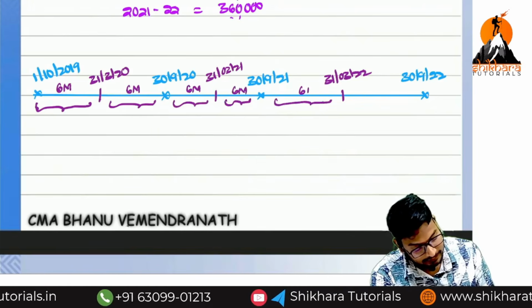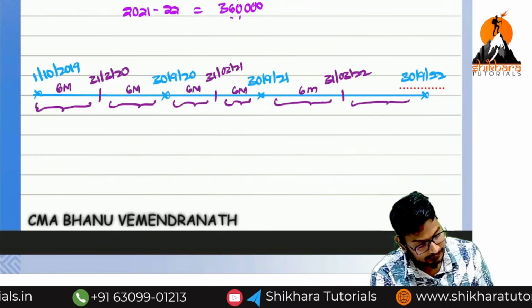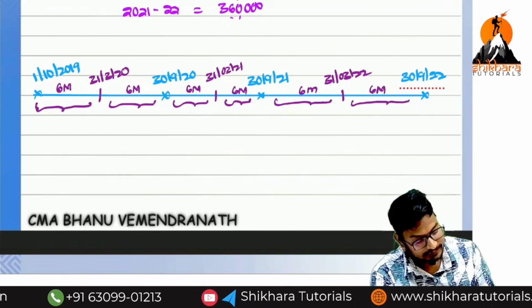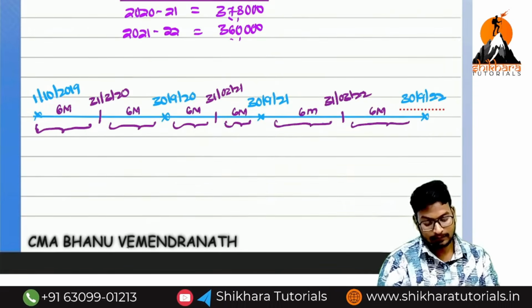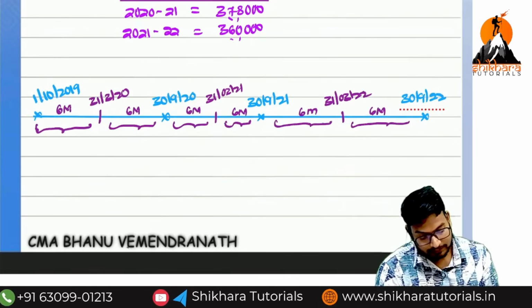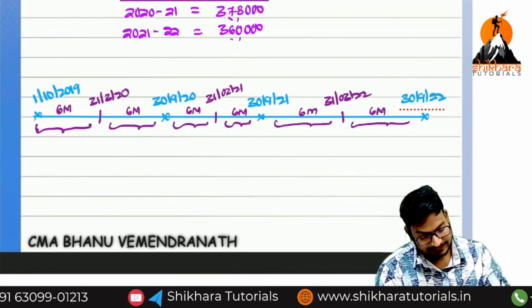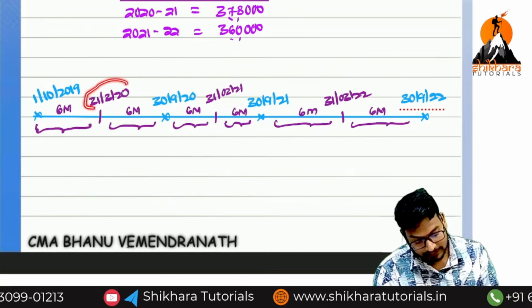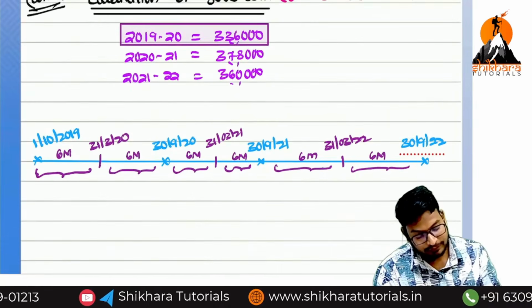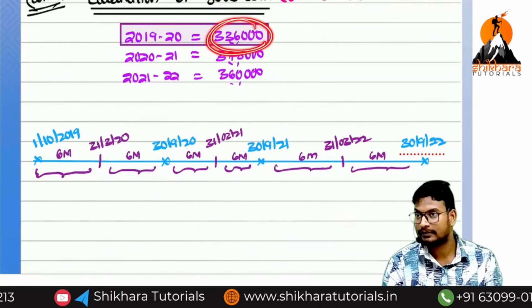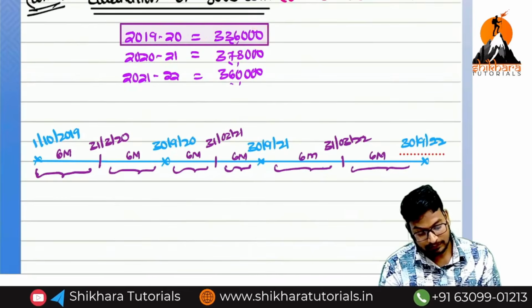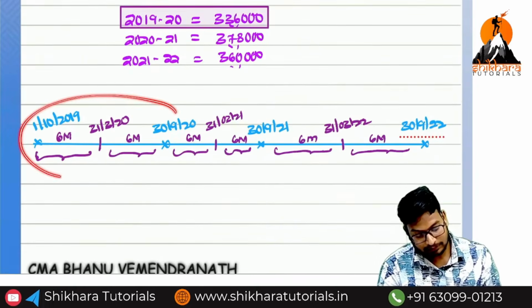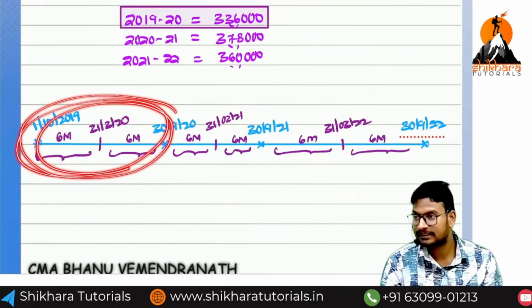Sir, the length is not the same. Here up to here, this year will be completed. Up to 31st March 2020, the profit will be completed, 3,36,000. But we need to consider this whole year. For us, what does the first year mean?